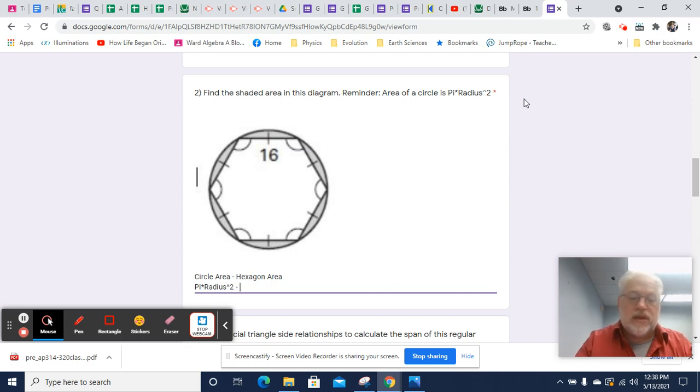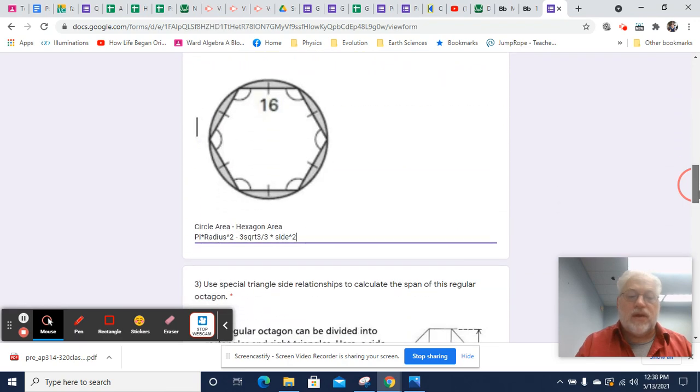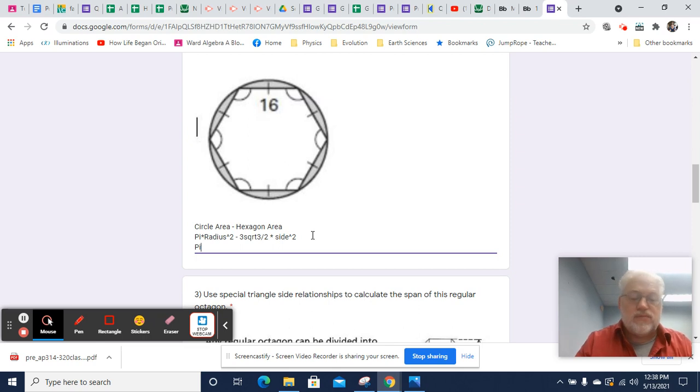and the hexagon area will be 3 square root of 3 over 3 times side squared. Let me confirm that I remembered that formula correctly. I'm going back and referring. Oh, no, so I've got to correct this. It's over 2. Okay, I'm glad I checked that. So let's see what we know. So we know pi is roughly 3.14, but we're going to leave it as just pi.